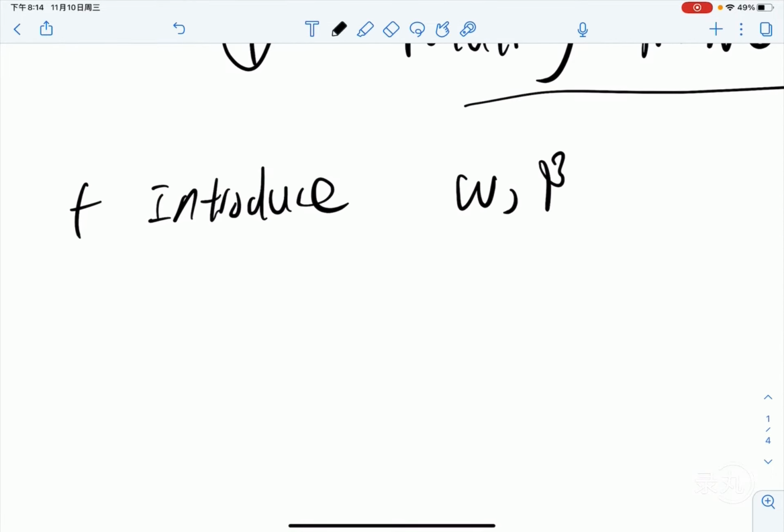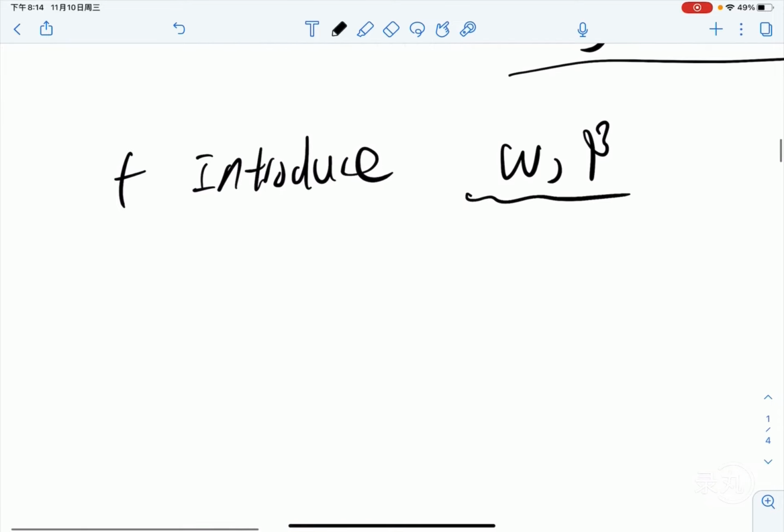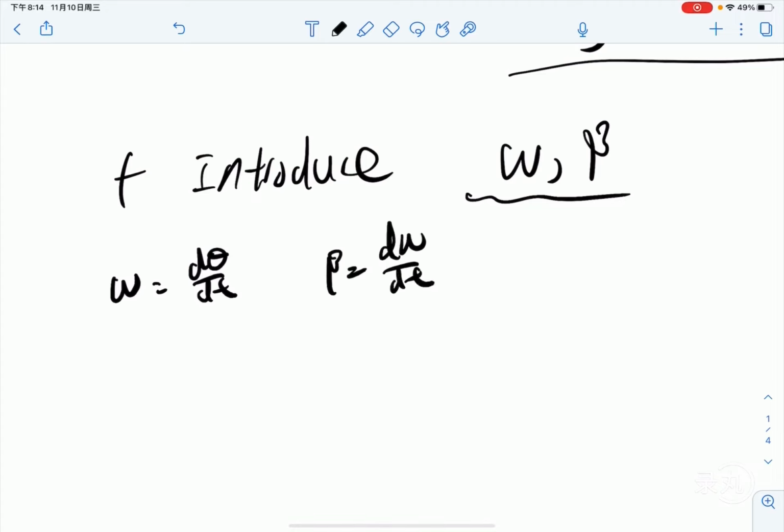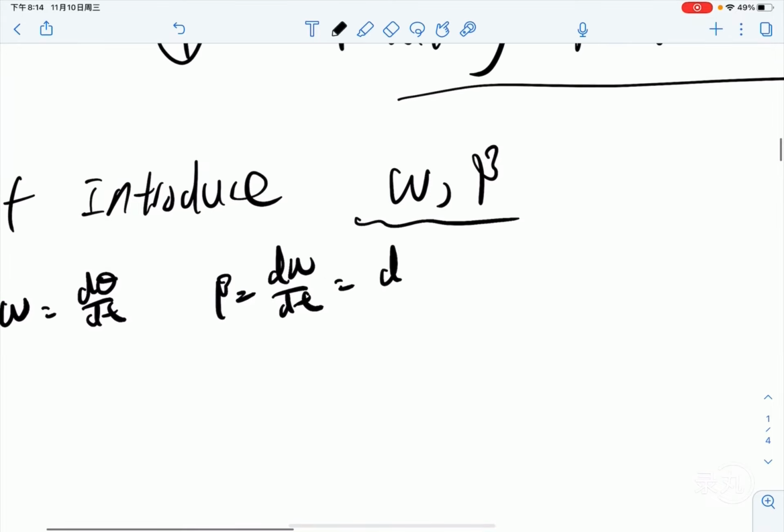which is the first we need to introduce W and beta. So for W, it is basically d theta dt, and beta or alpha, you can write it alpha or beta, I don't care. So beta is just basically dW dt, which is d double prime theta dt.